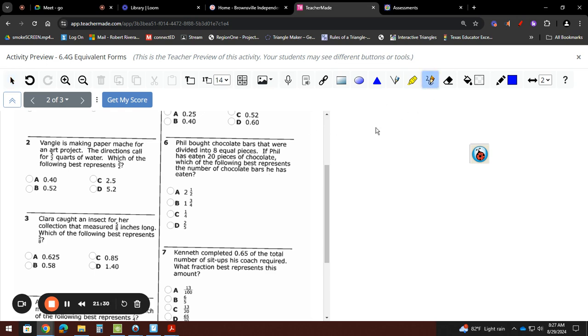Now, this is so important for you to understand. That's why I said not to do it until I would do it for you. So, this is number 6. They want to know the bars that he ate. The fact is that he divided it into 8 equal parts. He ate 20 of them.